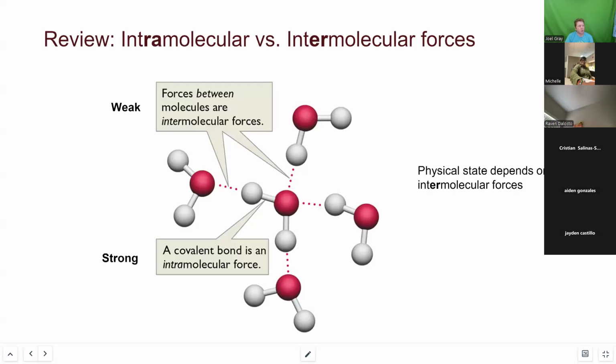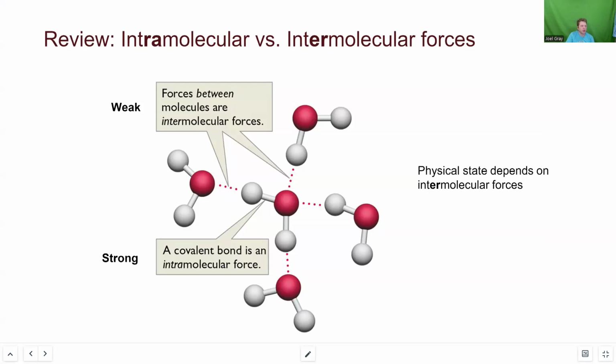So here we've got that nice depiction of inter versus intramolecular forces. Those two terms, inter and intra, are not interchangeable. It might be tempting to make them interchangeable, but don't fall into that trap. Now, I think it's helpful to think about this statement right here: the physical state depends on intermolecular forces.